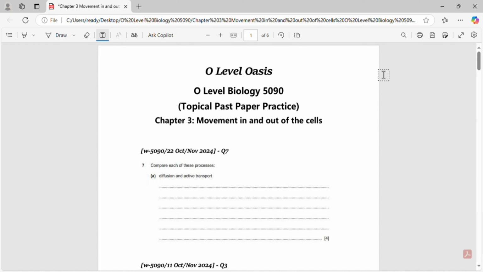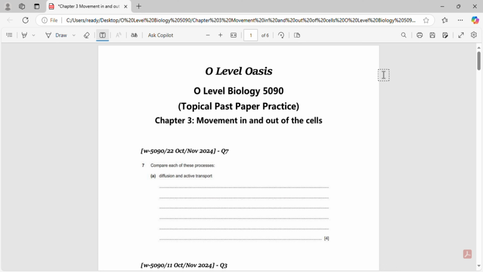Today, we'll be working on topical past paper questions from Chapter 3, focusing on movement in and out of cells. This includes key concepts like diffusion, osmosis, and active transport. Through these questions, we aim to strengthen your understanding and enhance your grasp of the topic. Let's get started. Let's start by looking at the first question.